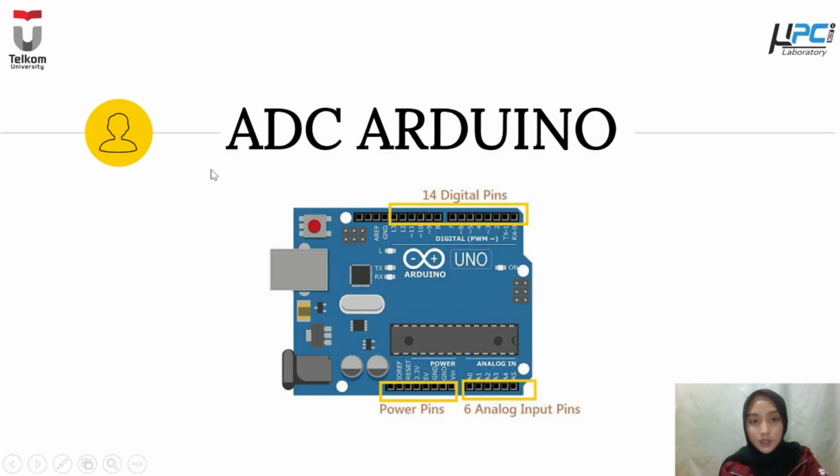As you can see, this is Arduino Uno. Here's the power pins. Next to power pins, there's 6 analog input pins from A0 until A5. In here, you can see the digital pins. There are 14 digital pins. Okay, next.